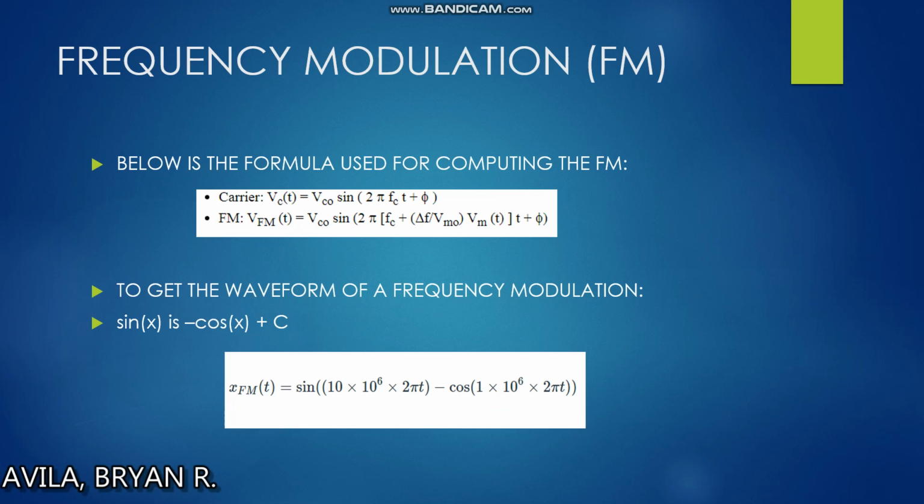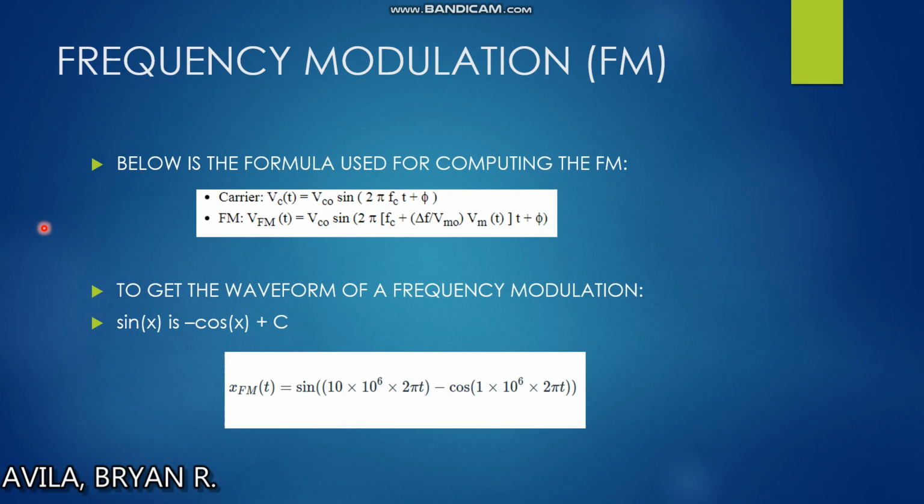So what is frequency modulation? It is the encoding of information in a carrier wave by varying the instantaneous frequency of the waveform. It has more superior noise resistance than PM, which is phase modulation. So here is the formula for computing the FM.